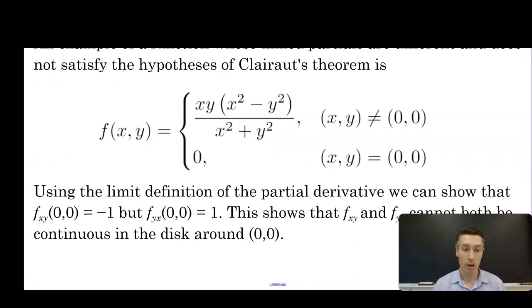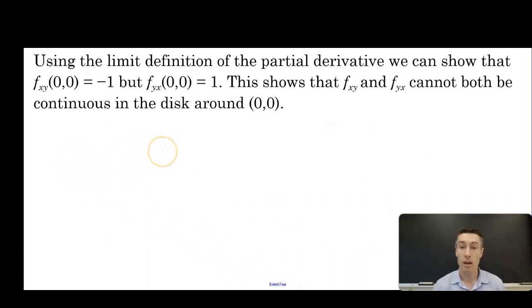So if you see below, if we were to use the limit definition of the partial derivative, we can show that the mixed partial with respect to x then y is -1, but the mixed partial with respect to y then x would be +1. And notice, using the limit definition to show the partial derivative is already challenging enough. And then you get these two different values. So what this shows, it's underneath my face a little bit, it shows that the two mixed partials cannot both be continuous around the point (0, 0).